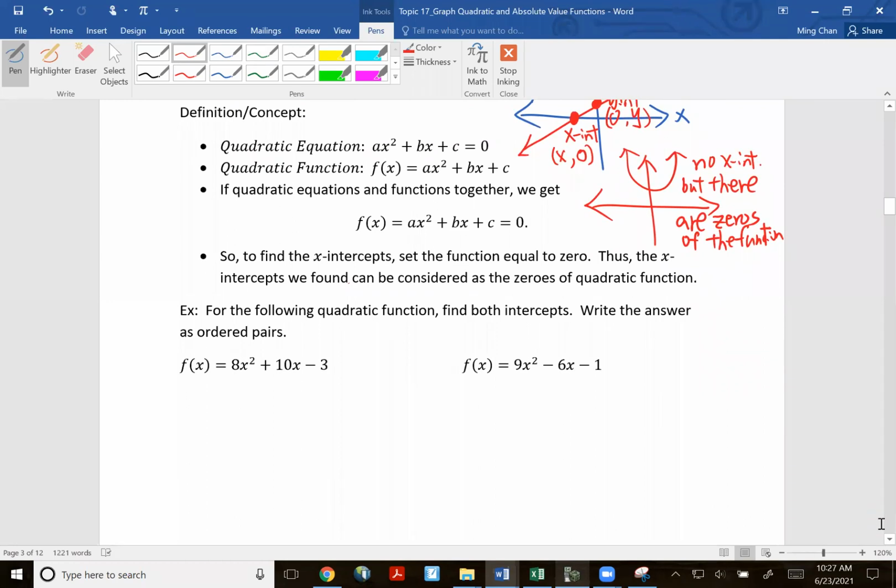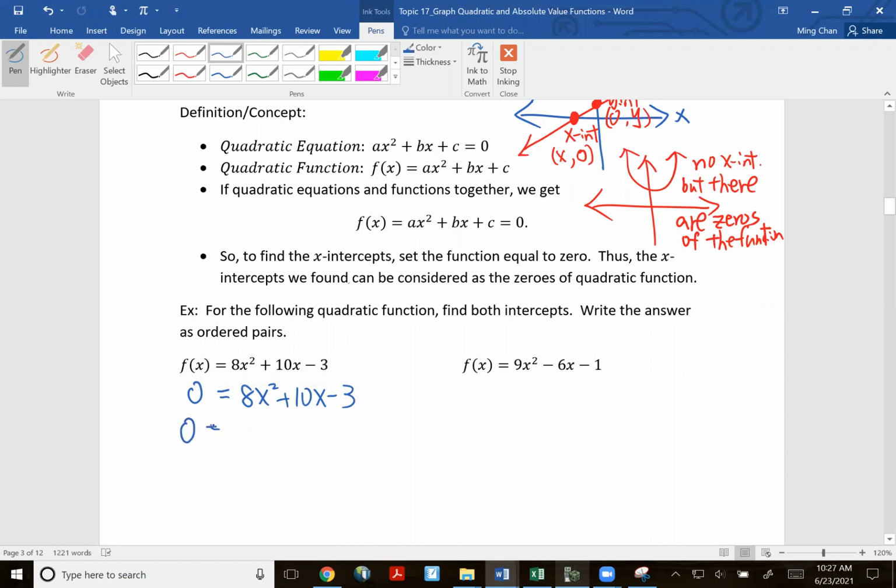So to find the x-intercept, we set the function equal to 0, right? Because f of x is the same as y. So I'm going to replace f of x, the y, with a 0. That'll be 0 equal to 8x squared plus 10x minus 3. So I'm basically solving a quadratic equation.